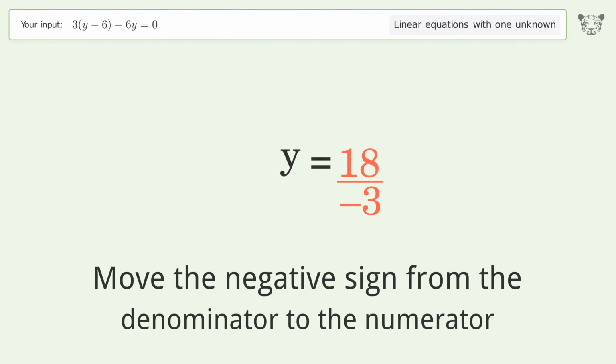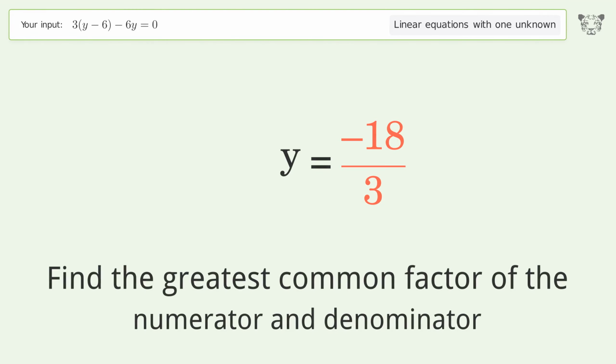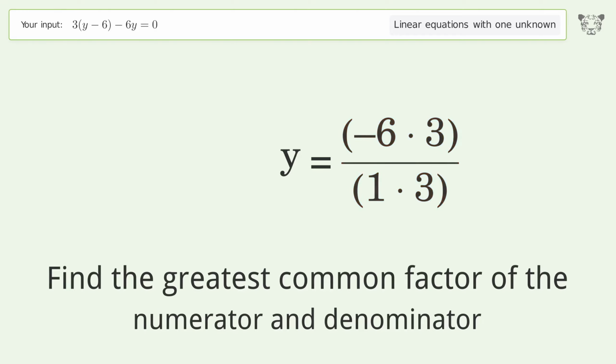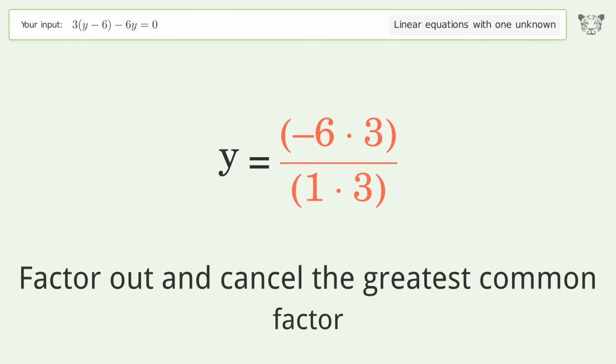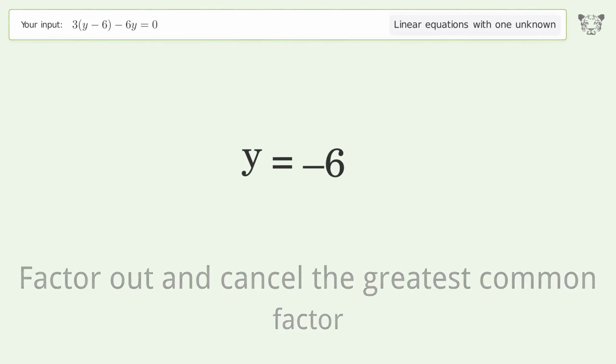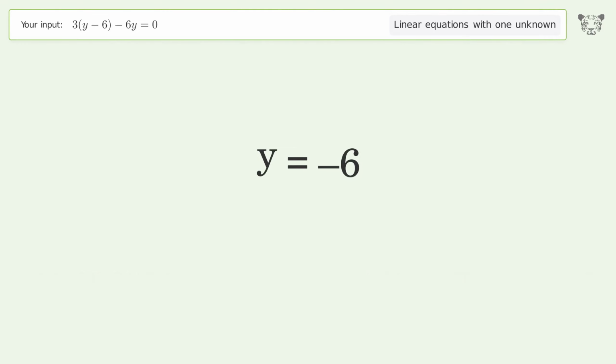Move the negative sign from the denominator to the numerator. Find the greatest common factor of the numerator and denominator. Factor out and cancel the greatest common factor. And so the final result is y equals -6.